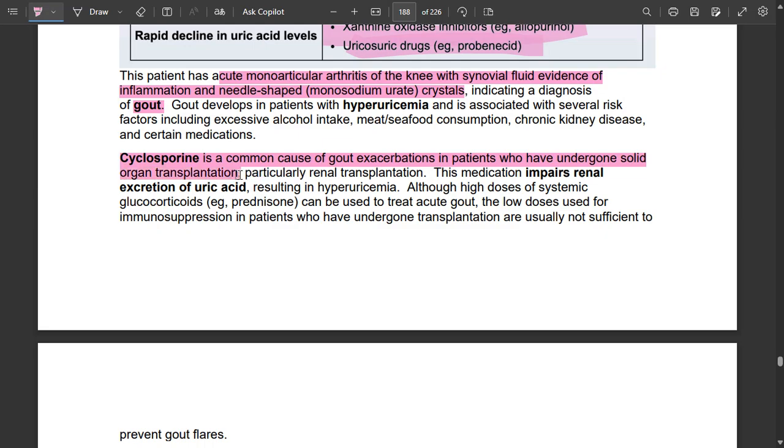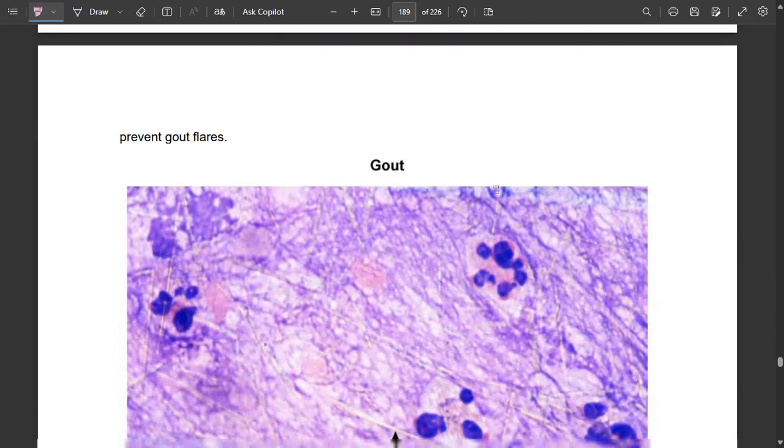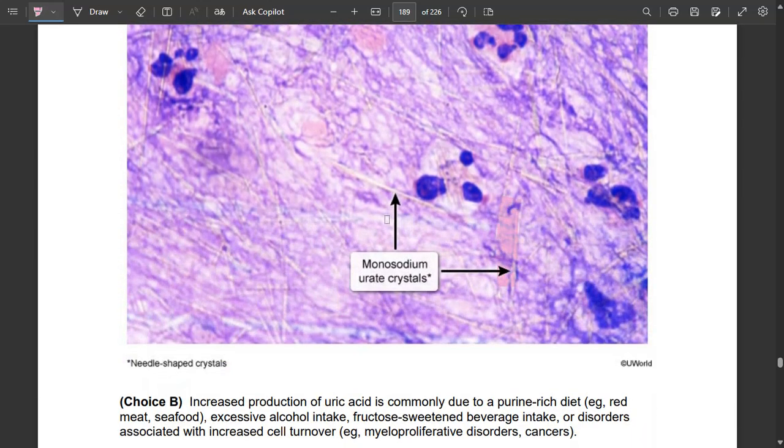After solid organ transplantation, cyclosporine is generally given for immunosuppression, particularly in renal transplantation. This medication impairs excretion of uric acid, resulting in hyperuricemia in the blood. Although high-dose systemic glucocorticoids can be used to treat acute gout, the low dose used for immunosuppression in transplant patients is not sufficient to prevent gout flares. So these are crystals of gout.